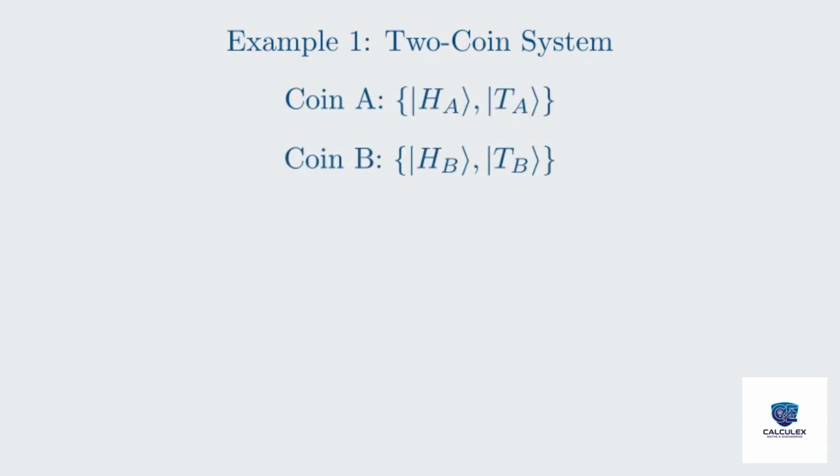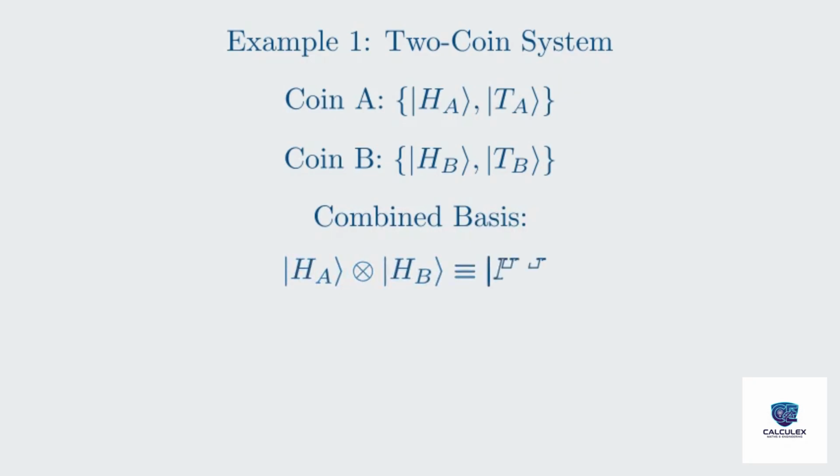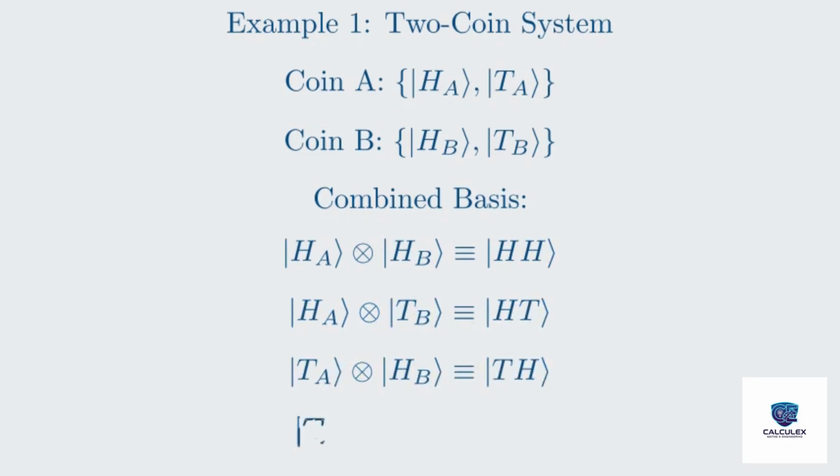Let's work through an example of a composite system. Imagine two coins, which we'll call coin A and coin B. We can define a basis for each coin. For coin A, let the heads state be |H_A> and tails |T_A>. Similarly for coin B, the state of the combined system lives in a 4-dimensional vector space. The basis vectors are the tensor products of the individual basis vectors. The basis states are |H_A>|H_B>, which we can shorten to HH, then HT, TH, and TT. These 4 states form an orthonormal basis.